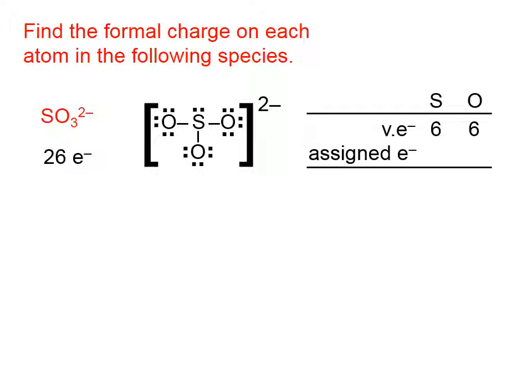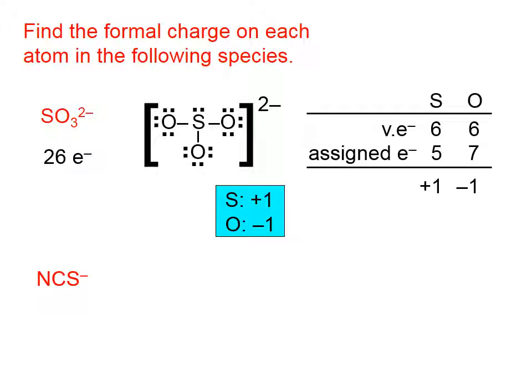So for sulfur, you can see we've got 2 electrons that are assigned, plus one of these 2, one of those 2, one of those 2. That's a total of 5. Oxygen, very similar. Oxygen atoms have 1, 2, 3, 4, 5, 6, and one of these, that's a total of 7. So then you go 6 minus 5 is positive 1, and 6 minus 7 is negative 1. So the formal charge is as shown in the middle of the screen.